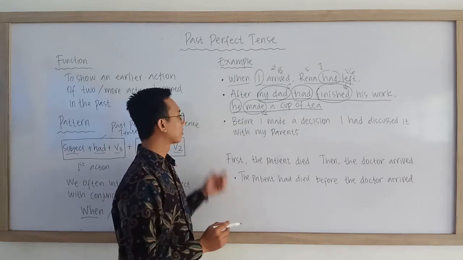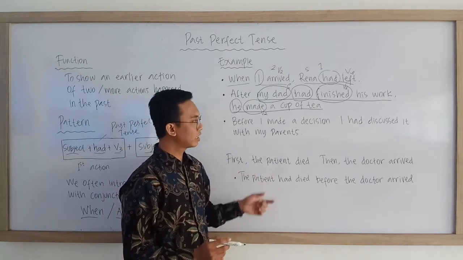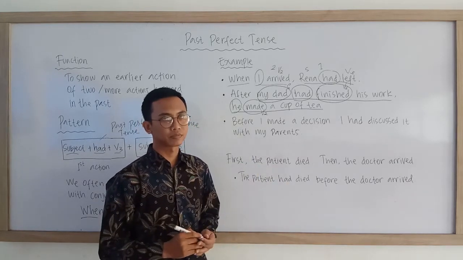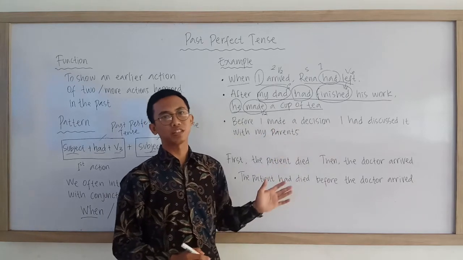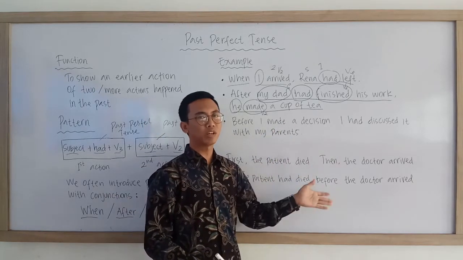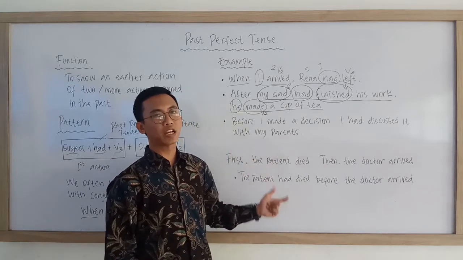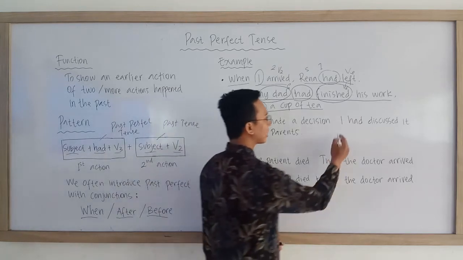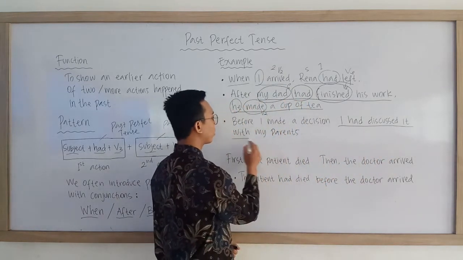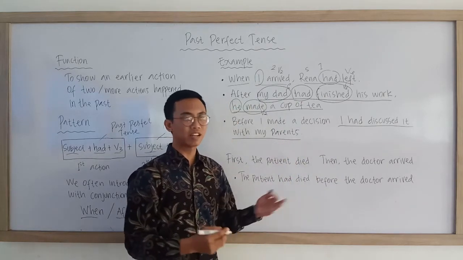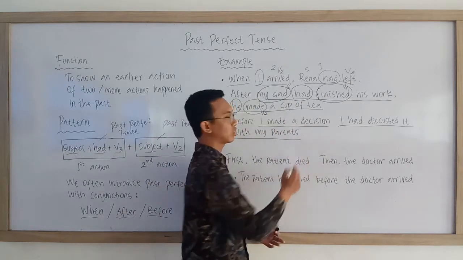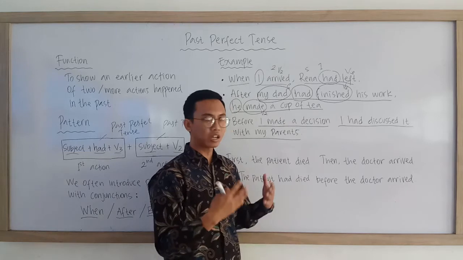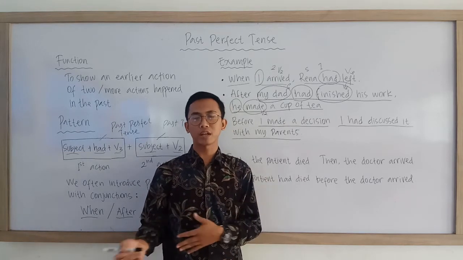The last example. Before I made a decision, I had discussed it with my parents. There are two actions. Guess which one is the first action and which one is the second action. Great! The first action must be I had discussed it with my parents. And the second action is I made a decision. I had discussed everything with my parents before I made a decision.